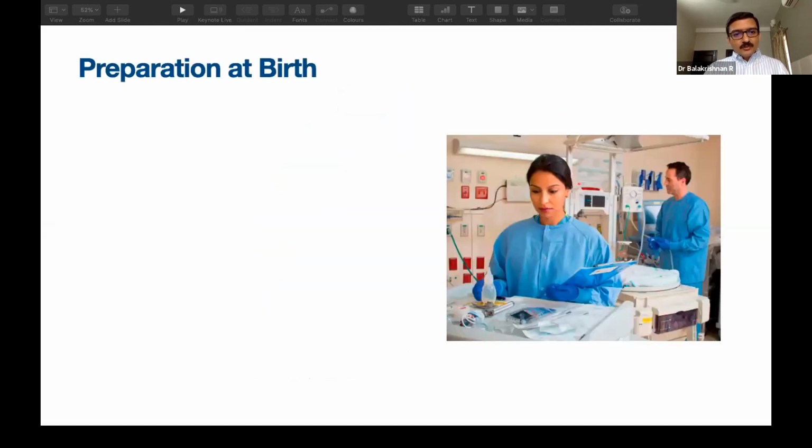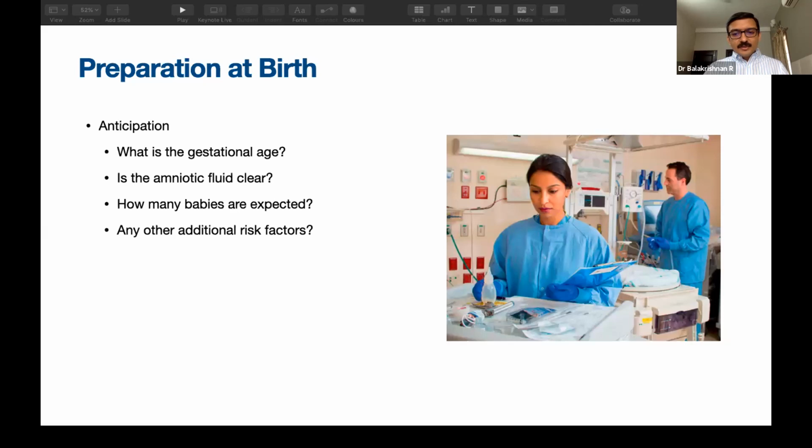So a job well started is half done. Preparation at birth is key. Anticipation helps us to be better prepared for the resuscitation. So how do we anticipate? We need to ask 4 questions as we enter the delivery room or the theater. What is the gestational age? Is the amniotic fluid clear? How many babies are expected?